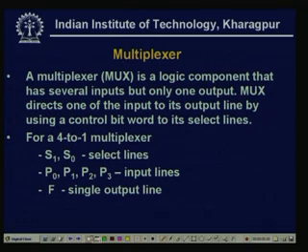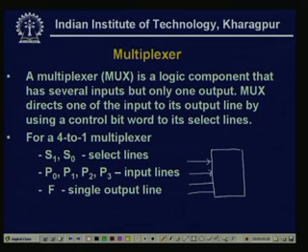So, if I draw a block diagram, say I am taking a 4 to 1 multiplexer. That means there are 4 input lines, and there are select lines like the decoders. So, these are 2 select lines, and there is only one output line.